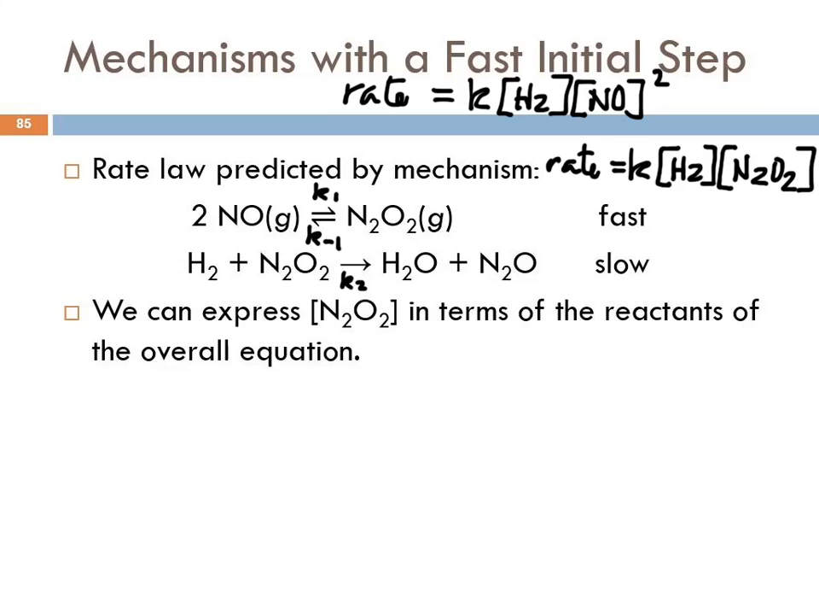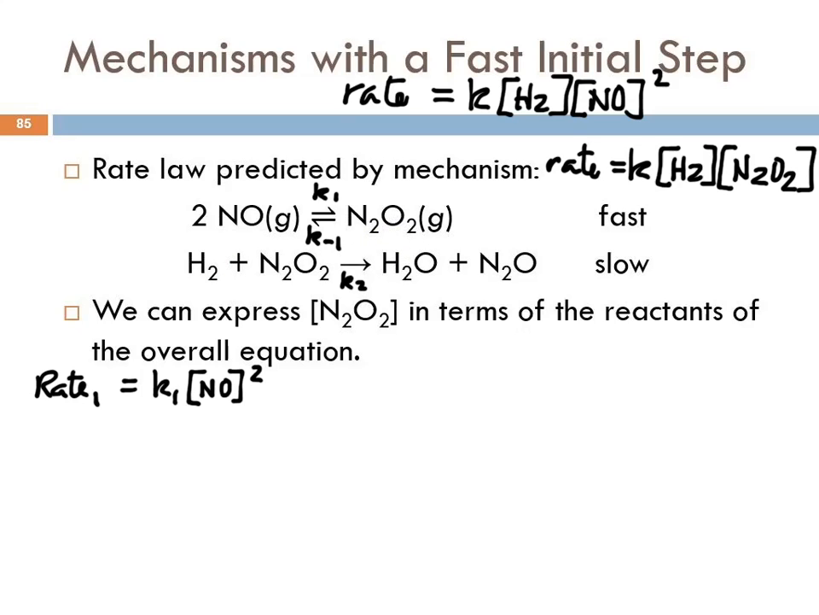So for that first fast equation, the rate, I'll call that rate 1 being forward. The forward rate would equal K1 times what? NO squared, right? This is an elementary step. We can predict the rate law by looking at the equation. This is bimolecular, 2 NOs colliding, and so it's NO squared.